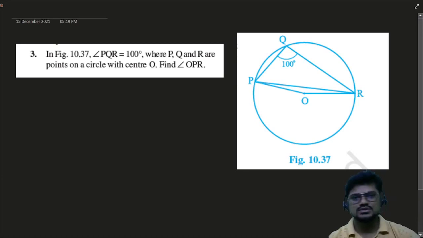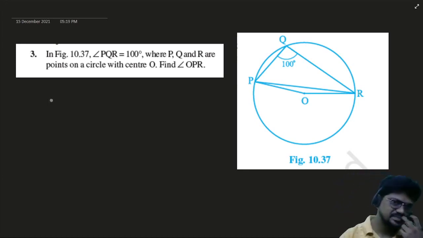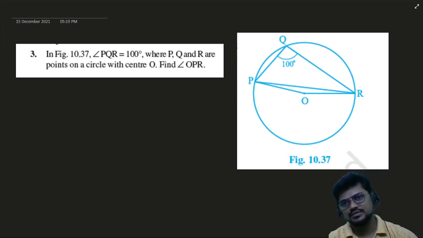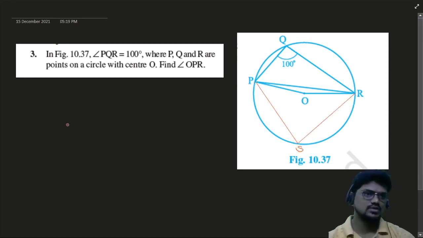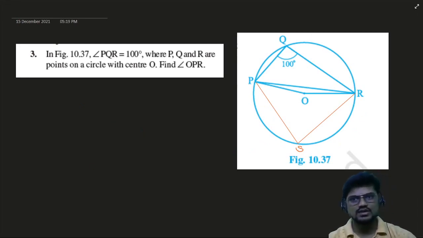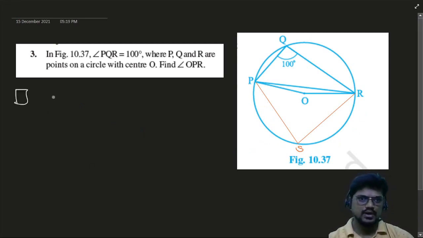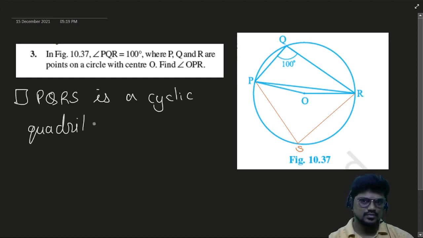Okay, now I can draw two lines over here. PQR, let's say PS, right? If I take any point S on this, what can I say? Quadrilateral PQRS is a cyclic quadrilateral. Yes or no? Yes.